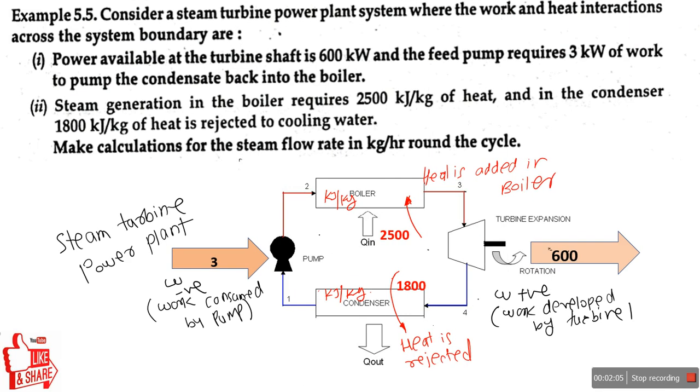Then let's start with the first numerical, part 3. Consider the steam turbine power plant. The numerical is on the steam turbine power plant system, because we see the steam power plant. It works on a cyclic process. The initial and final state of the working substance is the same, so we look at where the work and heat interactions across the boundaries are.